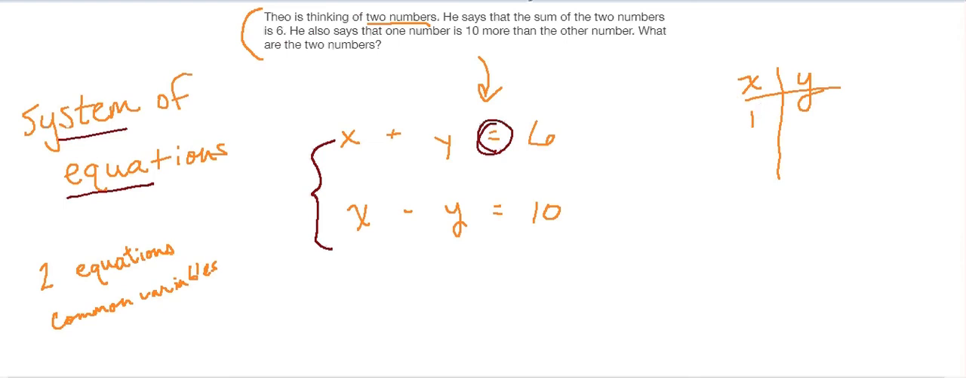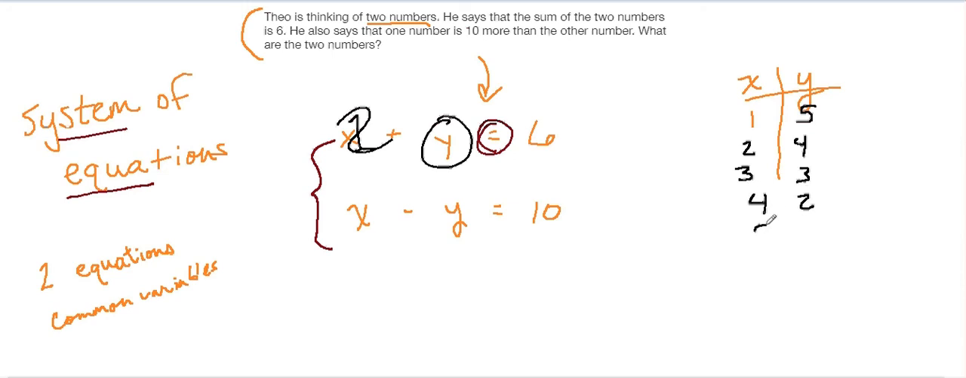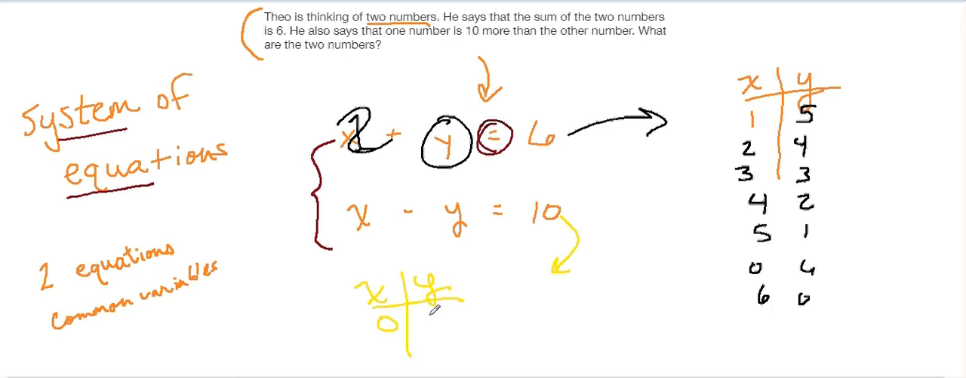So if x is 1, y is 5. If x is 2, y is 4. 3, 3, 4, 2, 5, 1. I suppose there's 0, 6, and 6, 0 as well. Okay, that's this one. Then we go ahead and try this one, where if x is 0, y would be a negative 10. Let's not use that one.